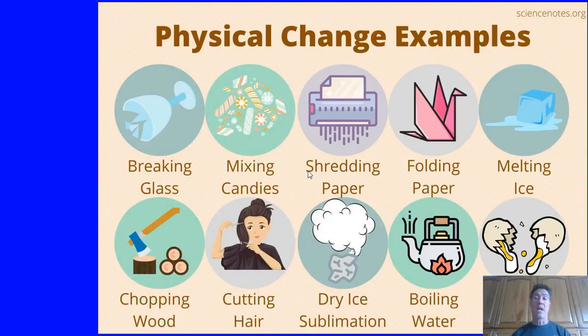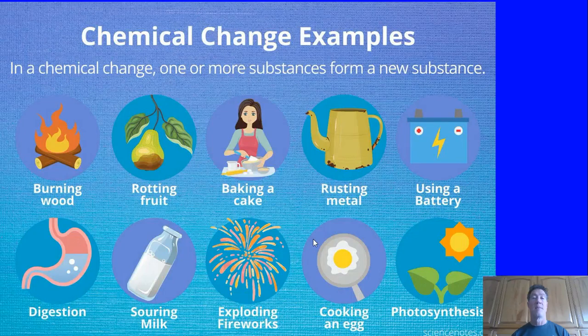So again, physical change: breaking glass, mixing candy, shredding paper, folding paper, melting ice, chopping wood, cutting hair, sublimating ice, boiling water, breaking an egg. Those are all examples of physical changes. How about chemical changes? Burning wood, rotting fruit, baking a cake, where you take the ingredients and combine them under heat to make something new and delicious. Rusting metal, using a battery, digestion, milk souring, fireworks exploding, one of my favorites, cooking an egg, photosynthesis.